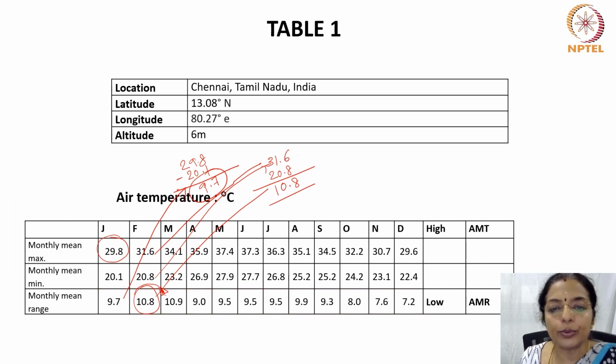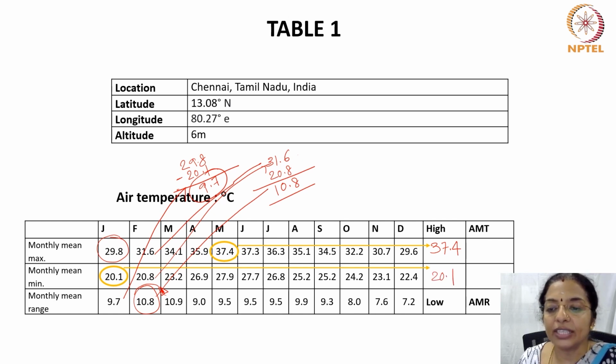So eventually, what will happen? You will get a range of figures, and the highest of this, which is 37.4, the highest monthly mean maximum must be entered here, and the lowest monthly mean minimum must be entered here. So this is how it will look.